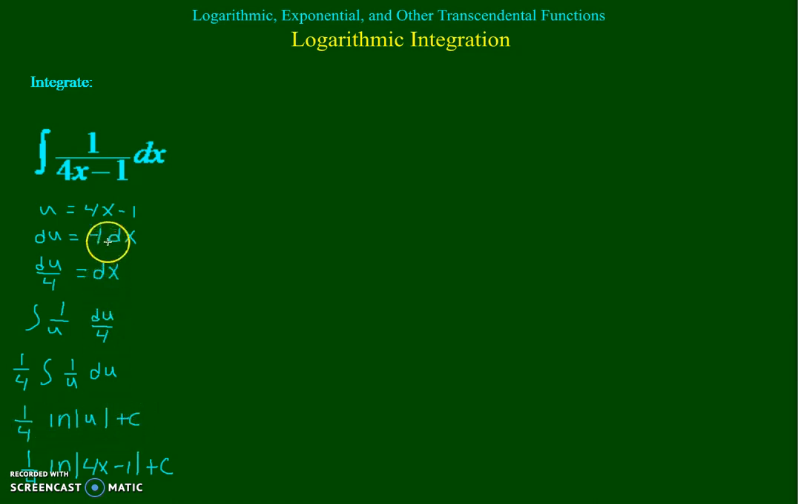We back substitute our u into the original expression, and we have the natural log of the absolute value of 4x minus 1, plus c, divided by 4. Absolute value is necessary here because this x value could go negative, and we can't have that. So there's your final result. Let's move on to another example.